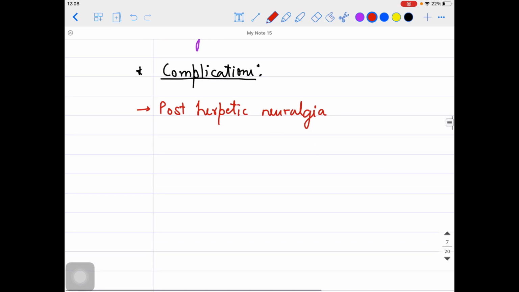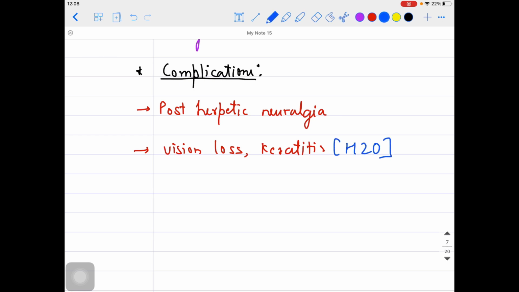So post-herpetic neuralgia you need to think of, and then of course vision loss or keratitis in those patients who had herpes zoster ophthalmicus. I hope you have a clear concept about herpes zoster.